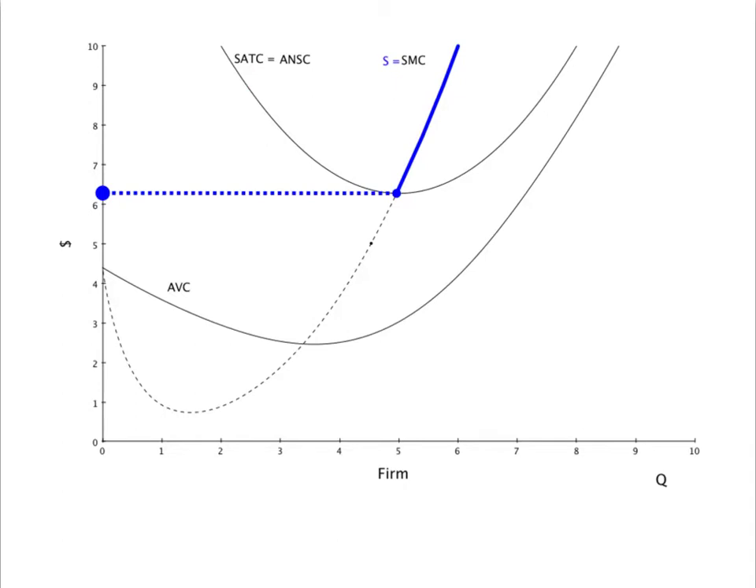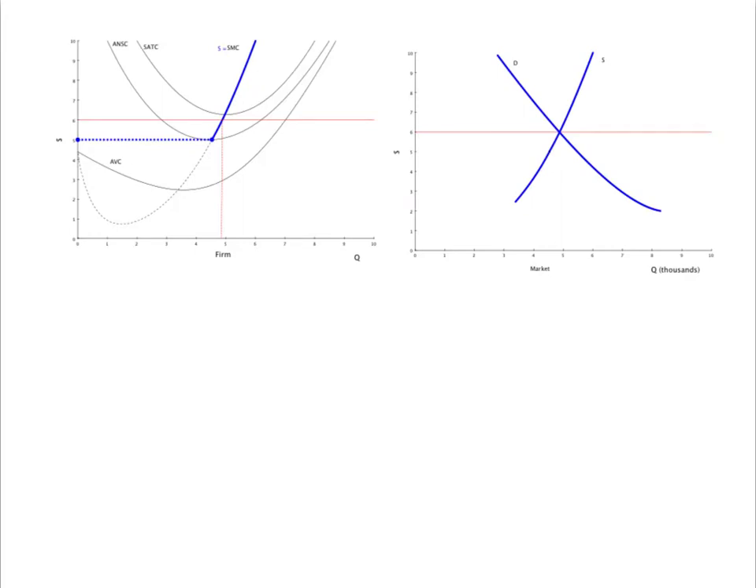With this slight refinement to our understanding of the firm's solution to its short-run profit maximization problem, we can return to the traditional two-part diagram of short-run market equilibrium. The diagram on the left shows the typical firm's short-run supply curve in blue. If there were 1,000 identical firms in this market, then industry or market supply would just be 1,000 times each Q represented on the left.